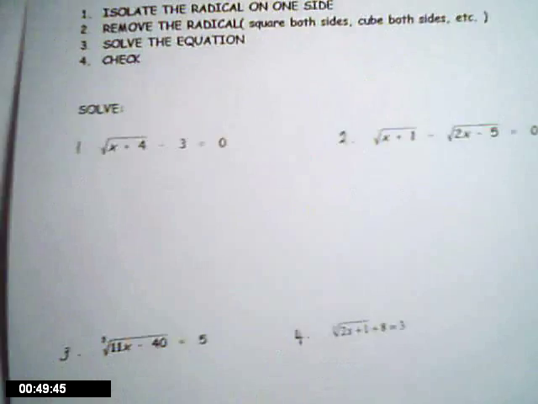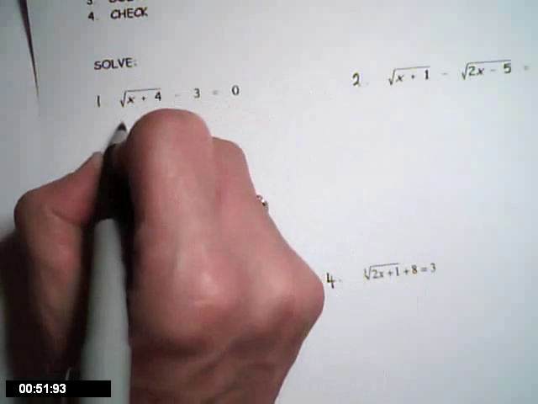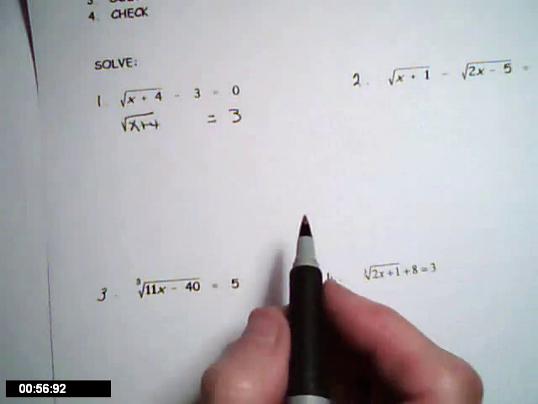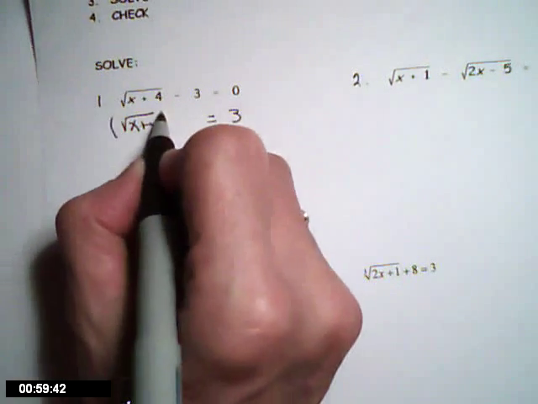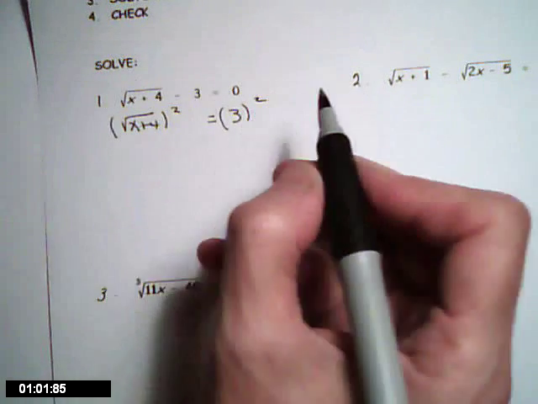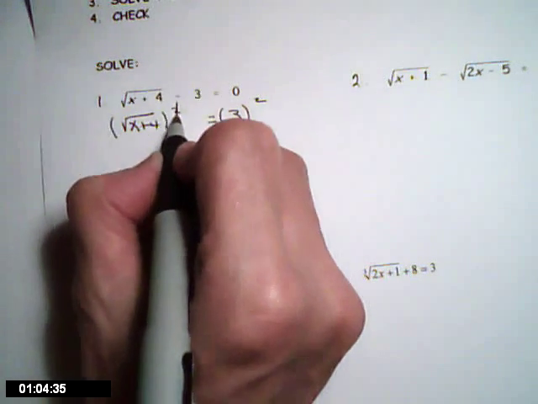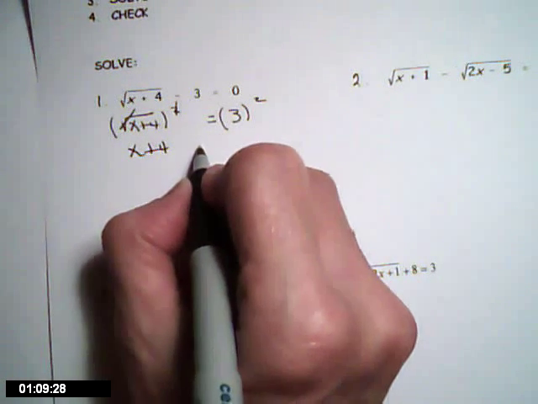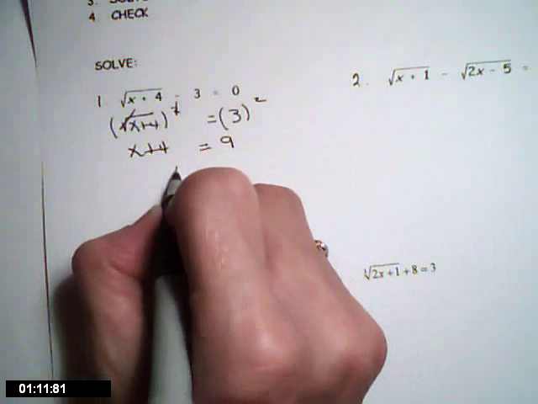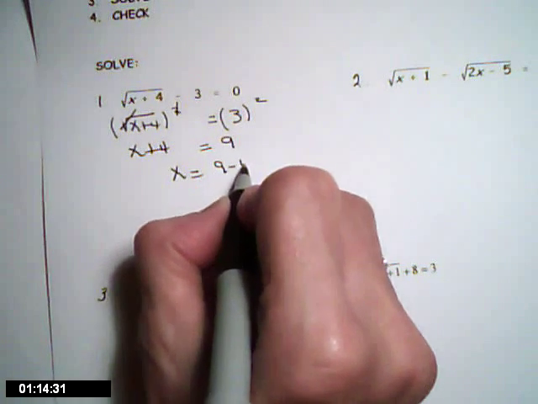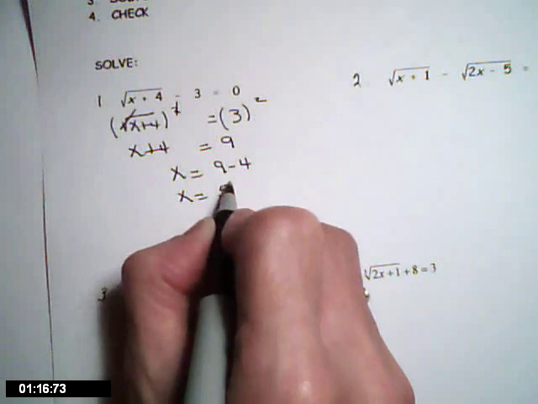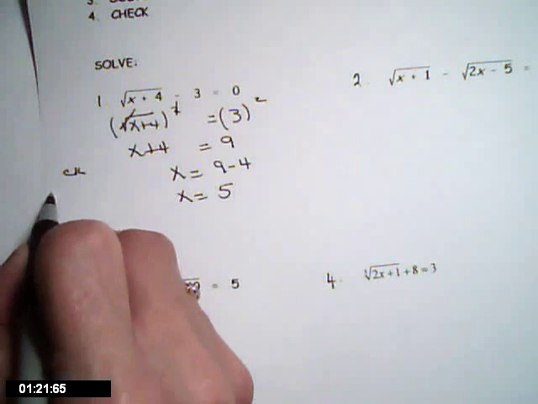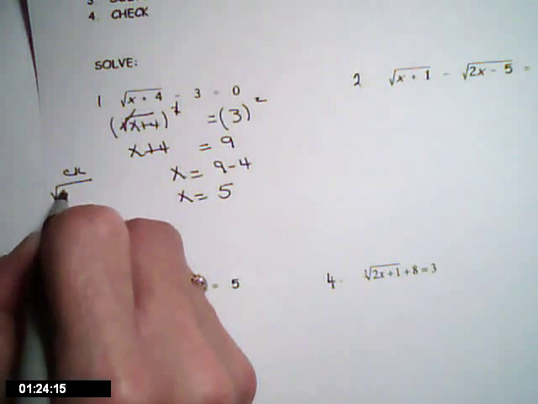Alright, problem number 1. The first thing you need to do is to isolate the radical. So I'm going to move the 3 by itself. Now, this is a square root. To undo it, I'm going to square both sides of the equation. Now remember, if you square a square root, it undoes the signs and you're left with the radicand. Square the 3, you have a 9. Now this is a linear equation, so I'll move the 4 to the other side and I have x equals 5. Now when we check this, I'm going to replace in the original problem x with 5.